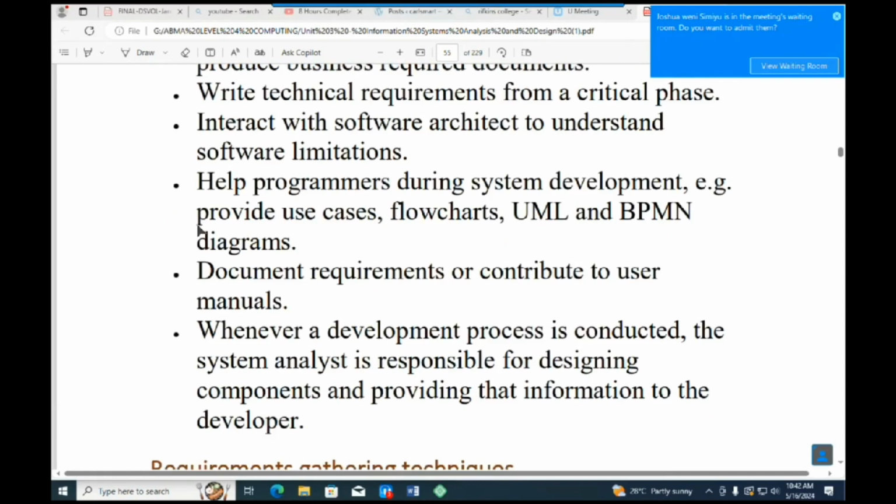The system analyst also has a role to work with the programmers to help them during the system development. For example, making sure that he provides the use cases, the flowcharts, the unified modeling language and the BPMN diagrams to the programmers of the system during the system development. He also has a role to make sure that he documents the requirements or contributes to the system user manuals at the end of the system.